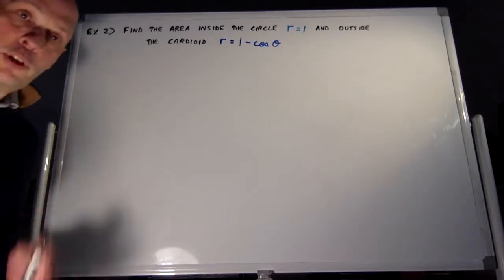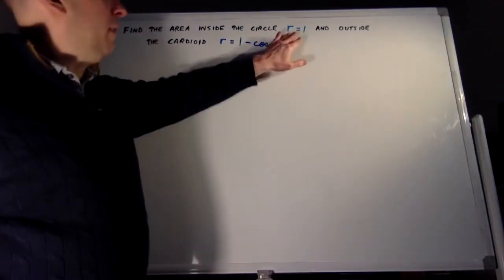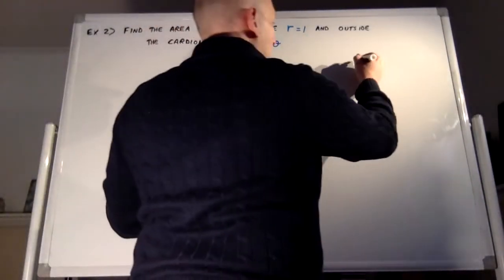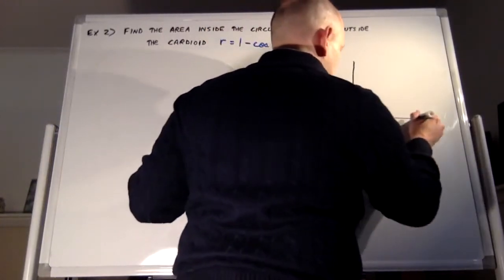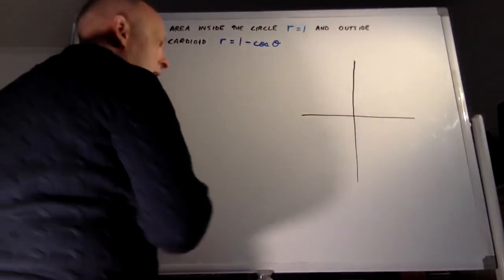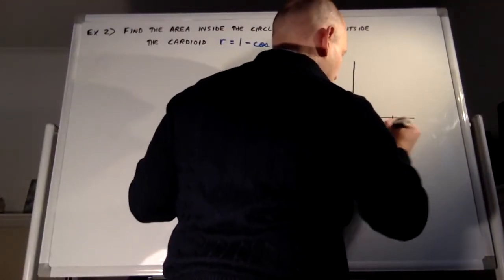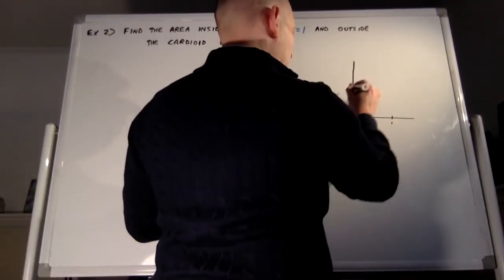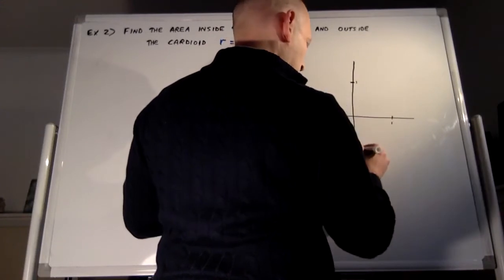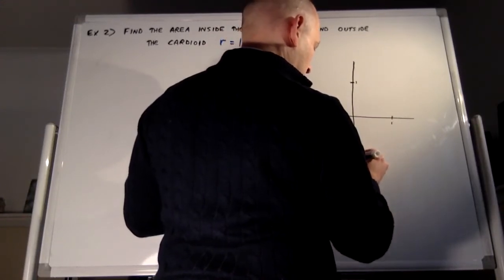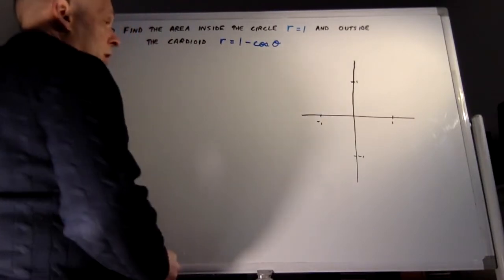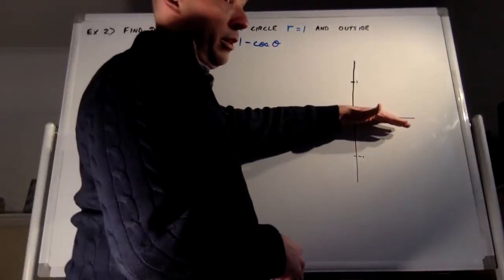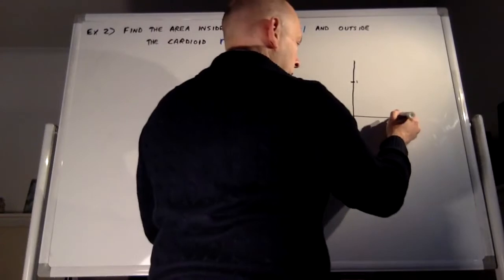All right, so this involves two different polar curves. One of them is a very simple circle, r equals 1. And we can sketch that one pretty easily, I think. So let's do this. 1, negative 1, 1, negative 1. Okay, so for the circle r equals 1, when the angle is 0, the radius is 1.